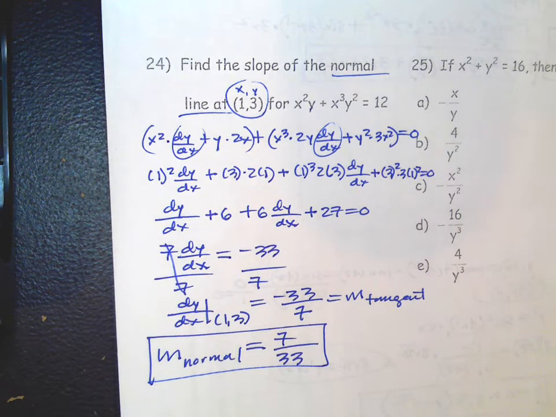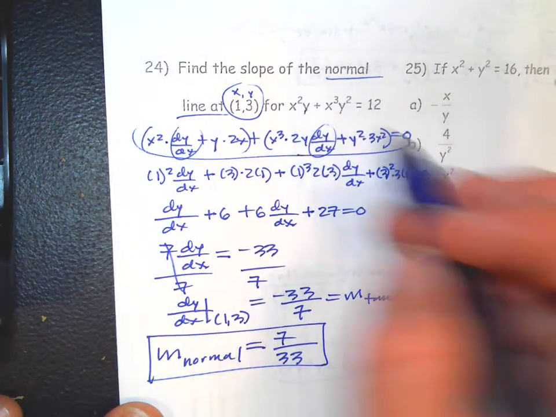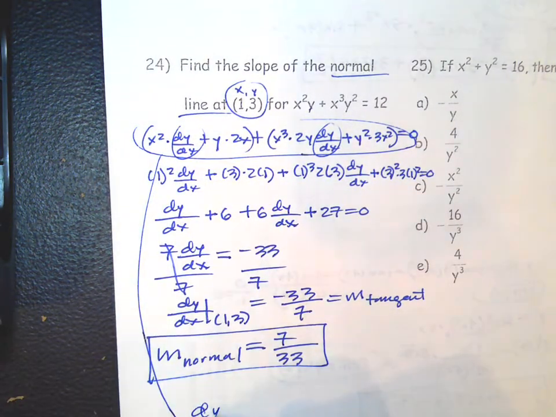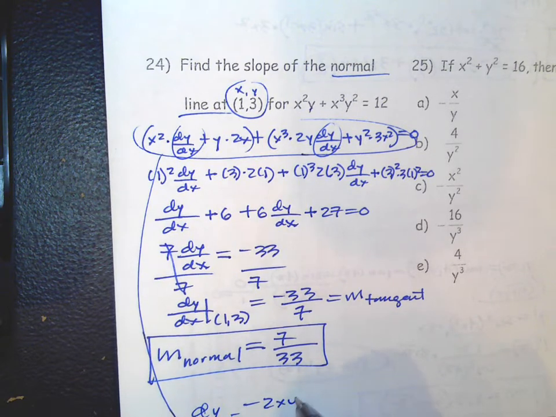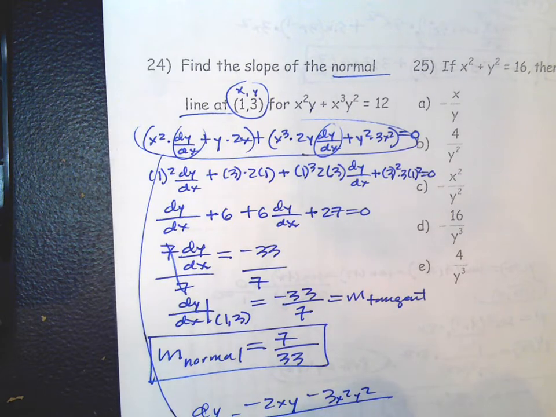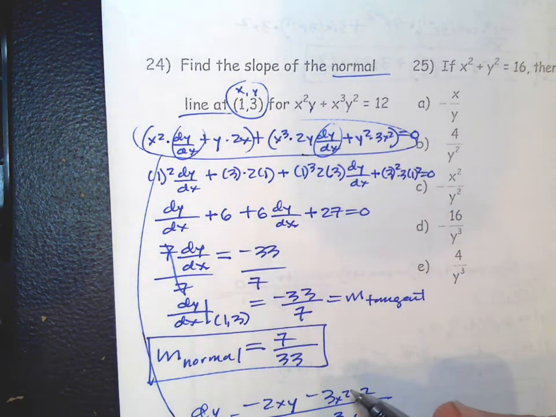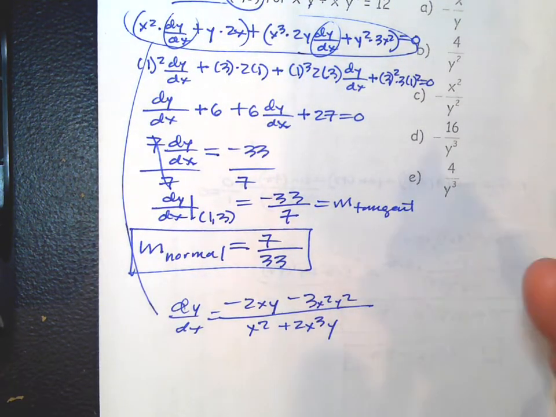Now you could have gotten a nice equation for dy dx, way up here. You could have got dy dx in terms of x's and y's. The answer I got when I did it like that was negative 2xy minus 3x squared y squared over x squared plus 2x cubed y. Now, you can do that. You show a bunch of work, and then plug in x equals 1, y equals 3 into this, and you'll get the same thing.